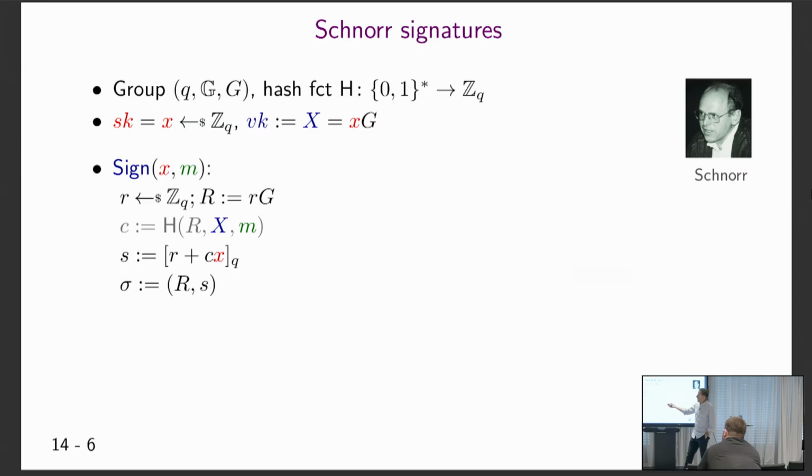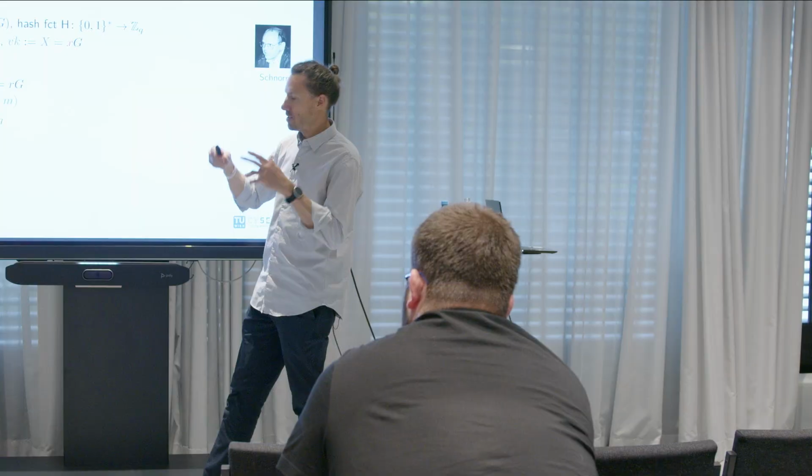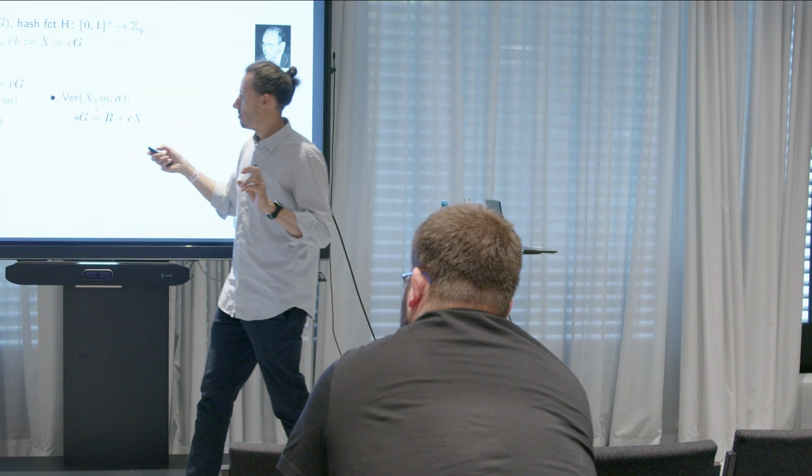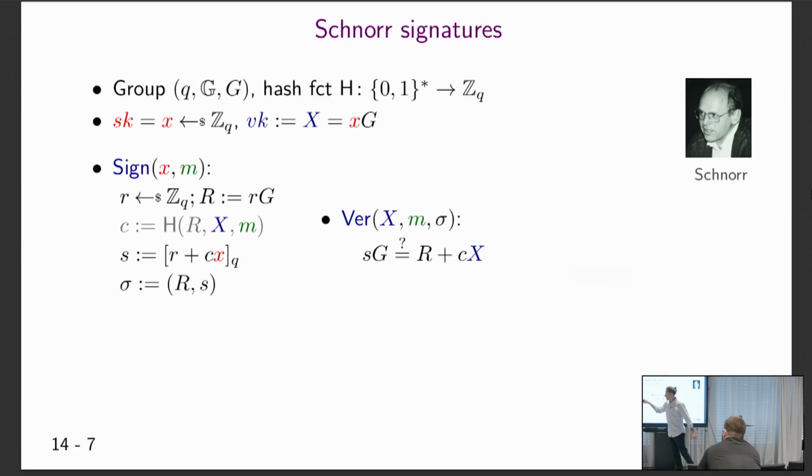You can verify that this S was computed this way by basically evaluating in the exponent, or imagining that you multiply the generator to this equation. Then you get that S times G should be R plus C times capital X, which is exactly how you verify a signature.